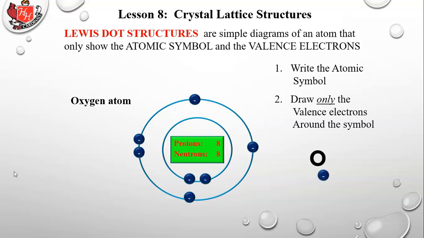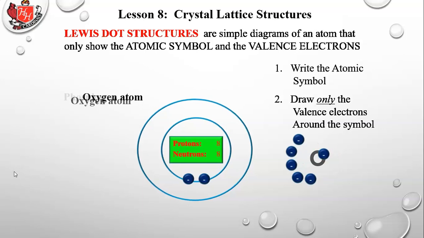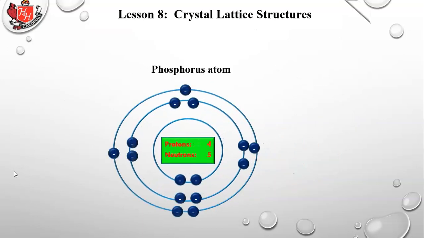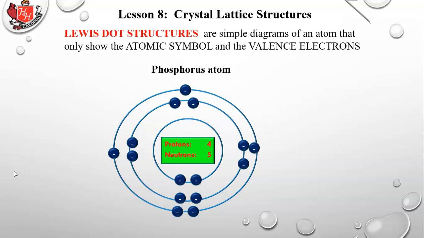So the first one's going to go there, second one. So you can see they take up the same configuration they had on the diagram over there, but you neglect to draw the core electrons, the 2 inner orbital electrons. Let's do one more, phosphorus. So that's the diagram you would get of phosphorus.